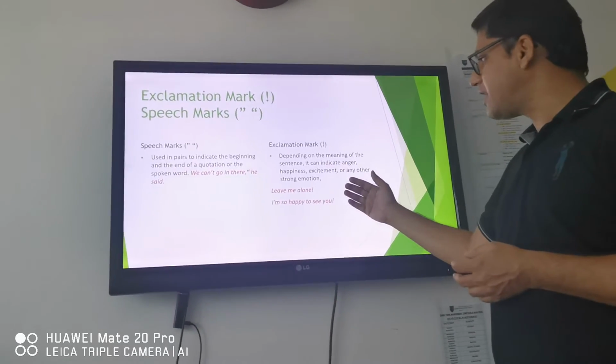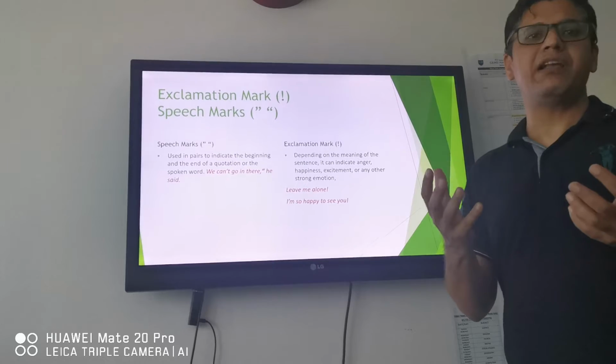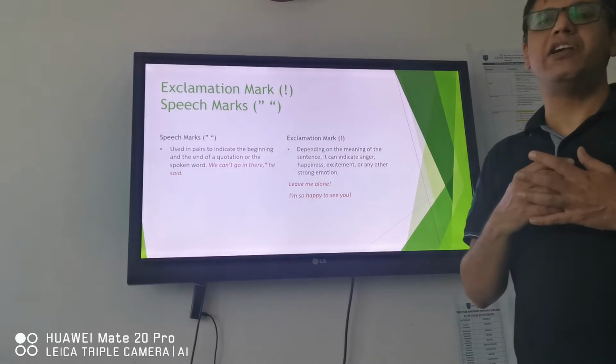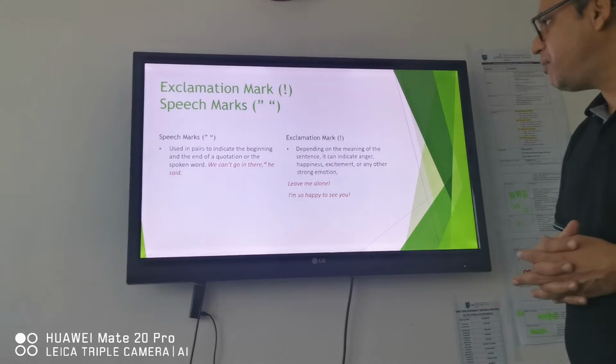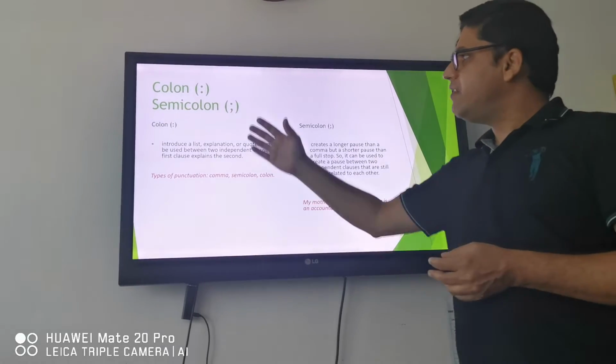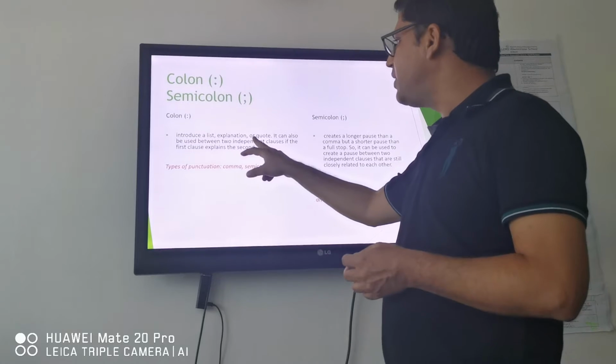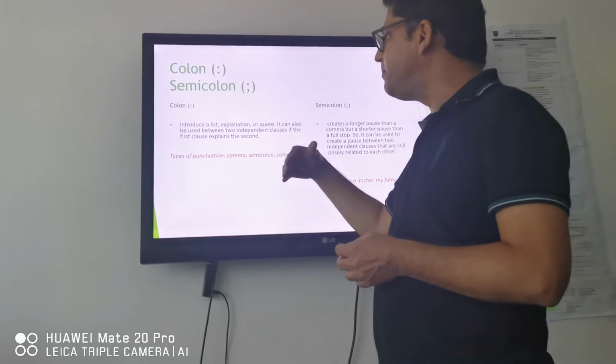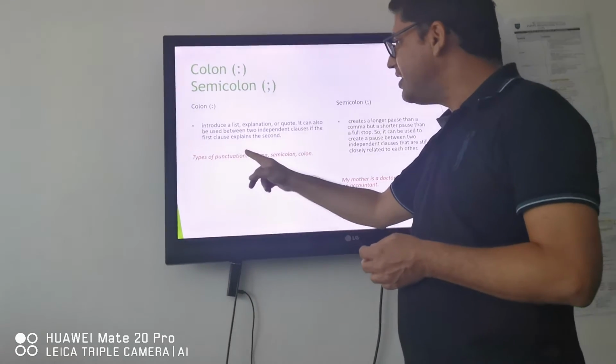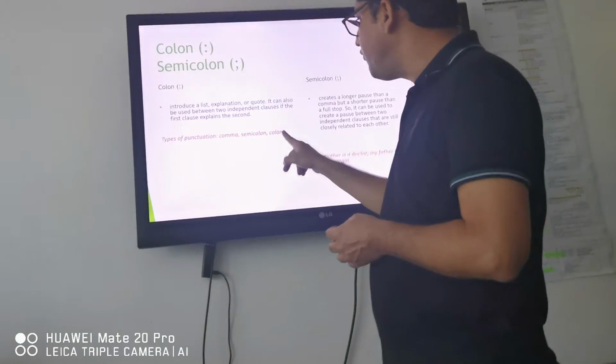So this exclamation mark denotes the happiness or the anger or some kind of emotion of the person who is speaking. Yeah, then we use the colon. Okay, it introduces a list, explanation or quote, like types of punctuation. Then we put a colon and then it will be followed by a list.